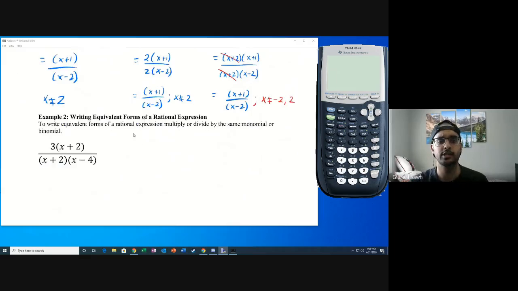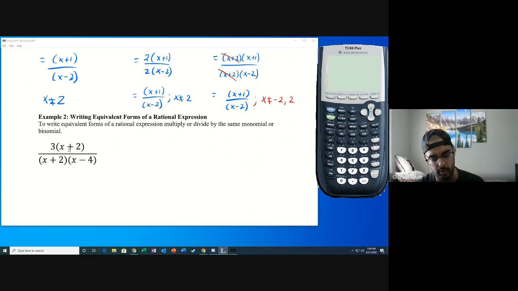Okay, underneath, we can actually create new expressions by multiplying or dividing by the same monomial, binomial, whatever it is that you want to do, just like we did on the top. So essentially, by canceling out those factors, we're dividing by the same expression, the same monomial, the same factor, whatever it is you want to say. Okay, so we're going to take this and write a couple different forms of this rational expression. So if I look, top and bottom have the same factor of x plus 2.